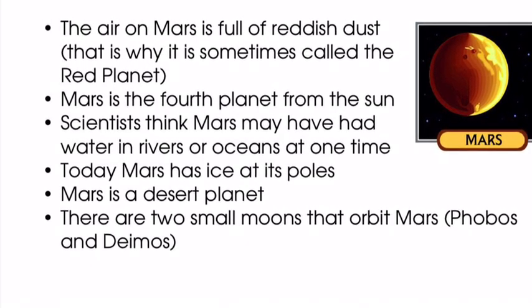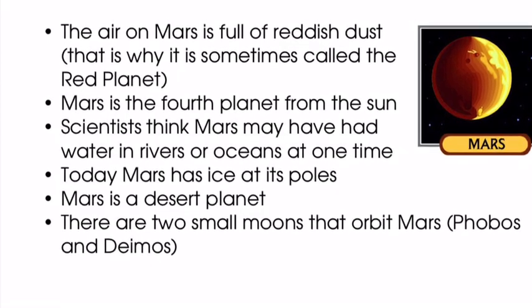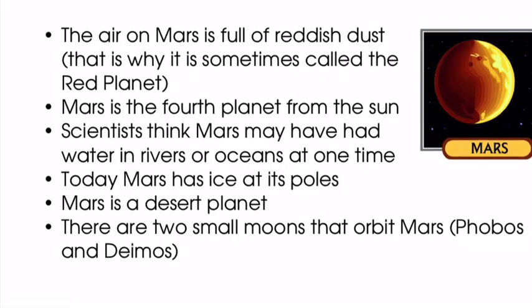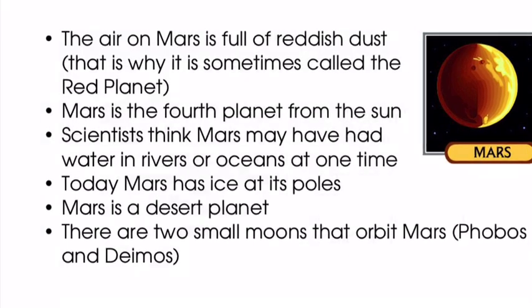Mars has seasons like Earth too. These seasons are much longer than Earth's seasons because Mars is so much farther from the Sun. Mars has a very tiny atmosphere made mostly of carbon dioxide.